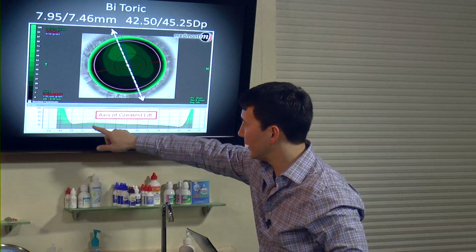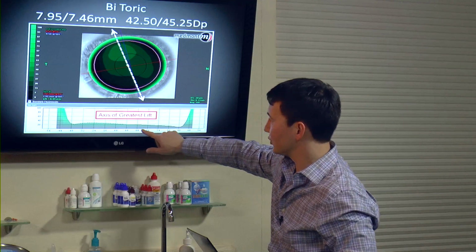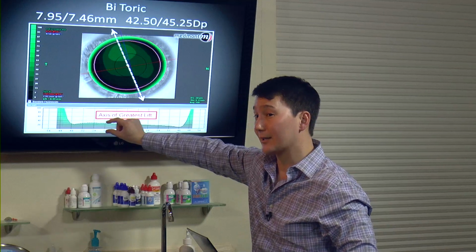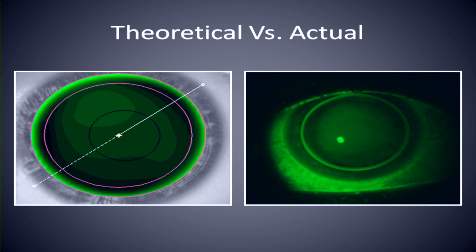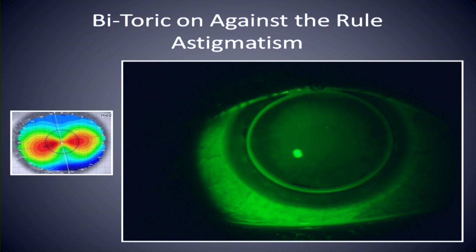So notice the fluid layer running all the way across. Zero is the corneal surface, and what you're looking at is the fluid layer underneath that lens. So we've got this nice little channel now. Maybe this lens has hope of working. And there's the bitoric lens fit to this high against-the-rule astigmat. Now we've got a lens that wants to center. So let's have a look at the video and see how well we did.